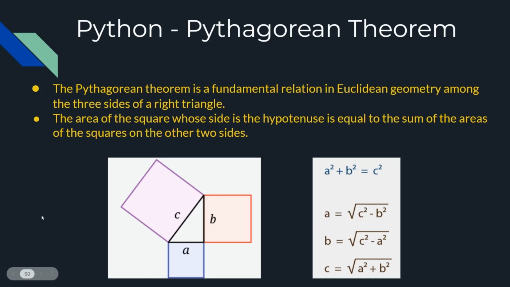The formula for side C equals the square root of a squared plus b squared. The formula for side A equals the square root of c squared minus b squared. The formula for side B equals the square root of c squared minus a squared.